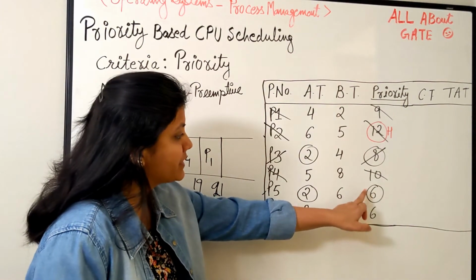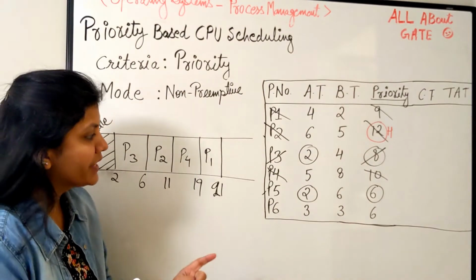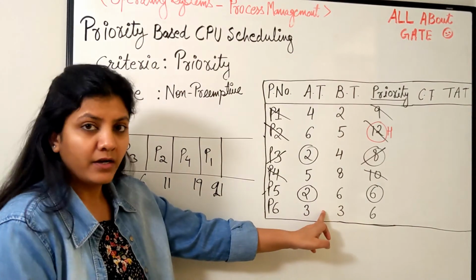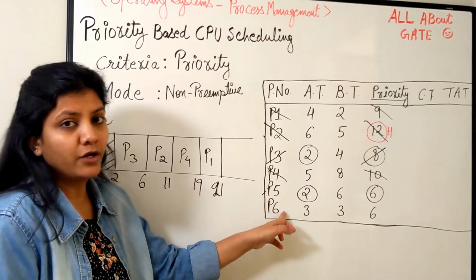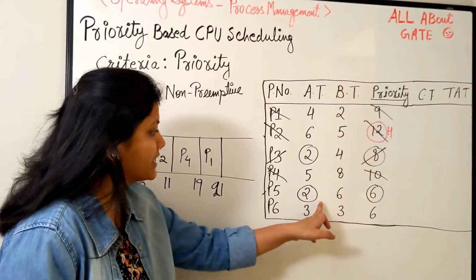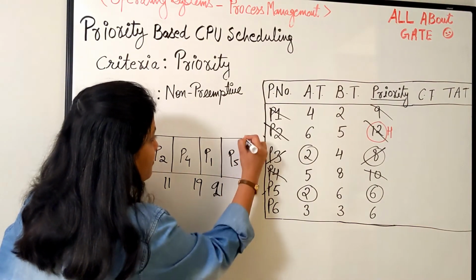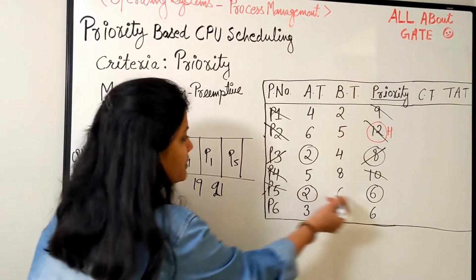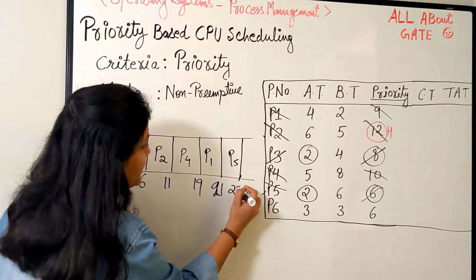Now the next priority number is 6 and 6. They both have the same priority. So that's a tie. How do you break it? You simply break it by the arrival time. If the arrival time would also have been the same, we would have broken it with the lower process ID. So here the arrival time says P5 came first. So let's schedule P5 first, and P5 needs how much? 6 burst. So 21 plus 6 is 27.